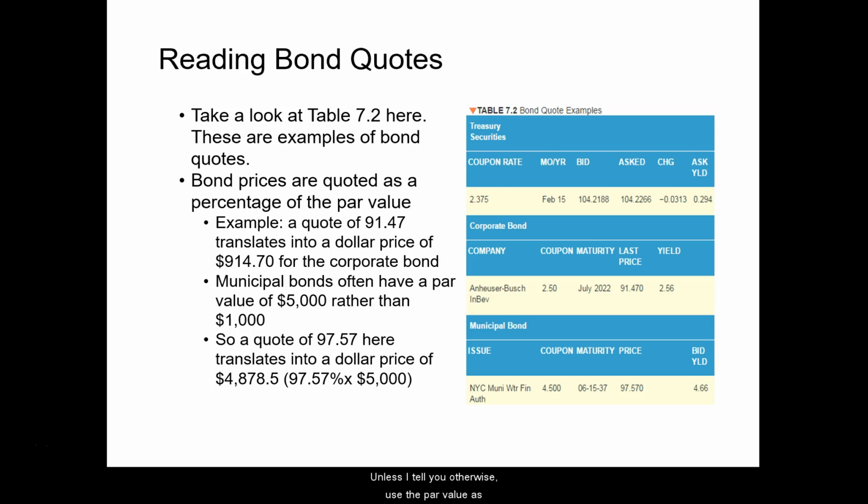By now, you may ask, okay, for your exam, what par value should you use? Unless I tell you otherwise, use the par value as $1,000. So by default, the par value of any bond should be $1,000. There might be some bonds, for example, the muni bonds, some treasury bonds, whose par value is different. When that happens, for your exam, I will let you know in the question specifically what you need to use as par value. But if I do not tell you otherwise, then by default, the par value will be $1,000.